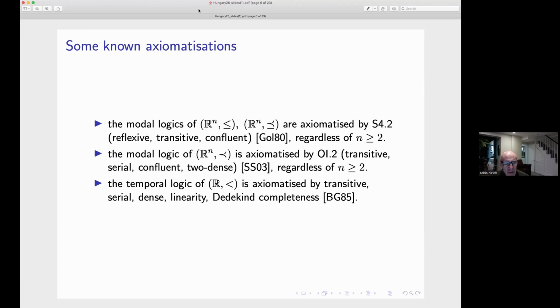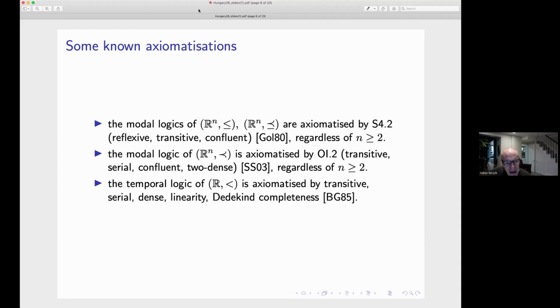The other key result is for the temporal logic. So far these are only modal logic axiomatizations. It is one dimension, so no space dimension at all, just the real numbers, irreflexive, and this is axiomatized by transitivity, seriality, no end. By the way, these axioms, there's one for the future and a whole separate one for the past. I'm going to assume we've got both versions. You might not need both, but let's assume we've got them.